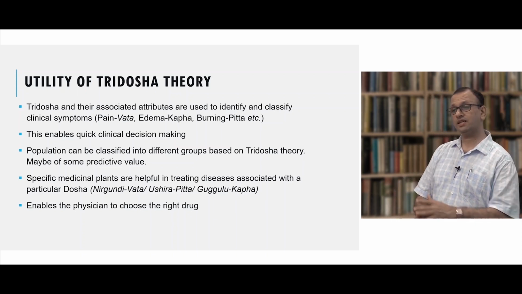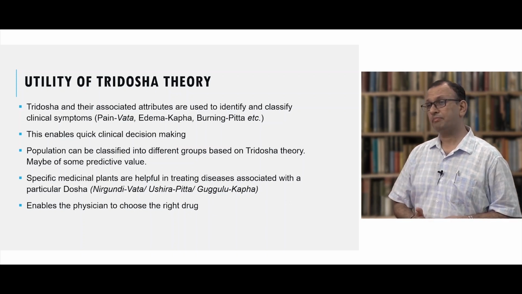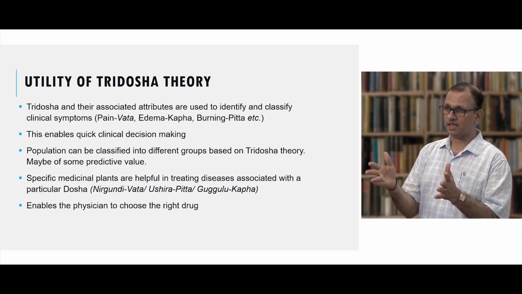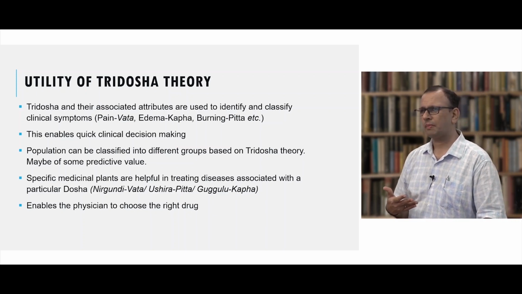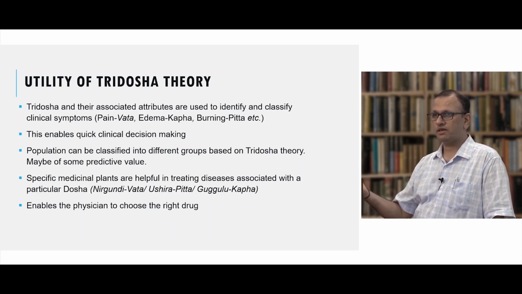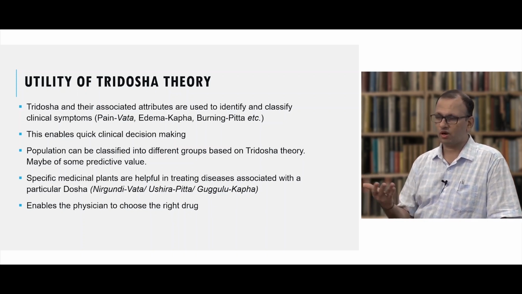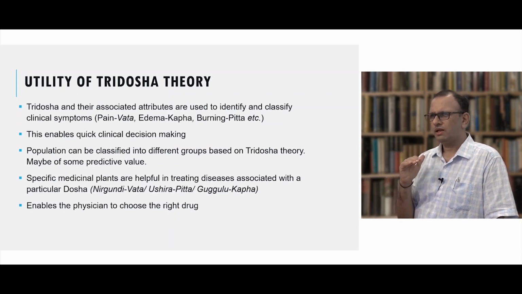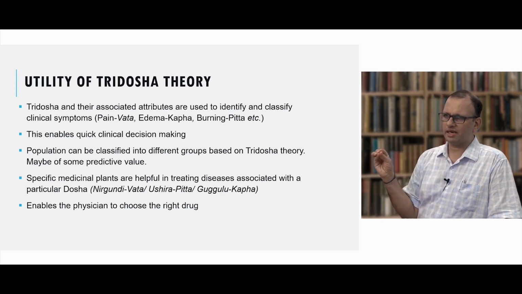Right? Similarly, population can be classified into different groups based on Tridosha theory. And this may be of some predictive and also preventive value. I mean, this is Prakriti, right? Classification of people into different Prakriti groups. And there are several studies which have highlighted the possible association between genome-wide distribution or expression of certain genes, and a new branch is evolving that is called Ayurgenomics and so on. Of course, all these are still, as of now, not giving any definitive answer, but yes, they are indicative of some possibilities.